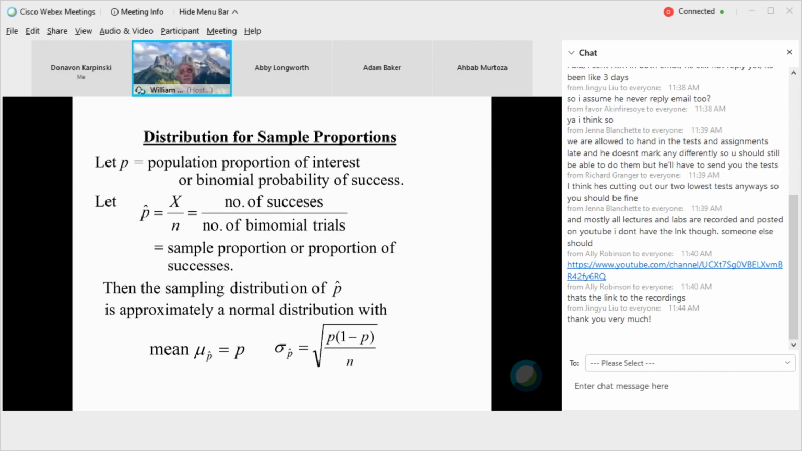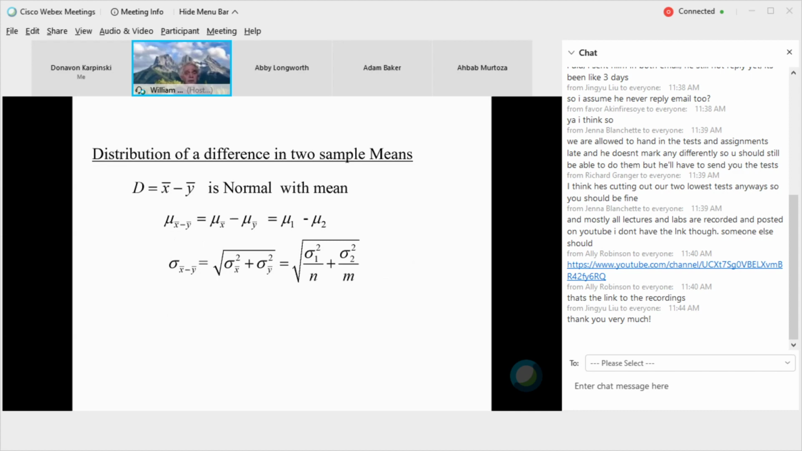The distribution of sample proportions. The sample proportion has a mean equal to the population proportion. The standard deviation is the square root of p times 1 minus p over n.